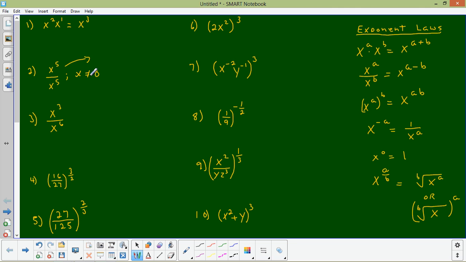Now the second exercise here is to evaluate x to the fifth over x to the fifth. Note x cannot be 0 because you can't divide by 0, and so we disallow that. That's what this caveat is for here. And pretty obviously the answer here is 1, because anything divided by itself is going to be a 1.